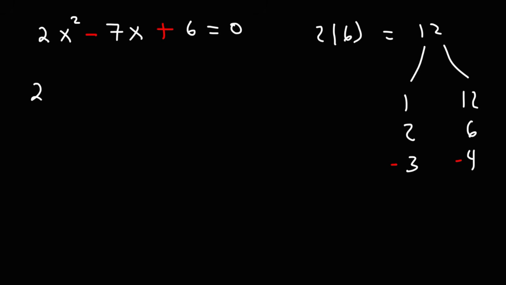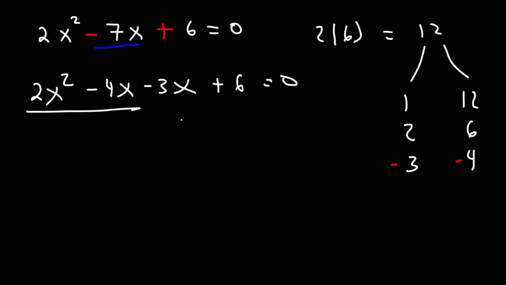What we're going to do now that's different is we're going to replace the middle term with these two. So you can write negative 3x minus 4x, or you can write negative 4x minus 3x. I'm going to write it this way, negative 4x minus 3x. The reason being is these two are even numbers, and you can take out a 2, and for those two numbers, they're multiples of 3. You can easily factor out a 3.